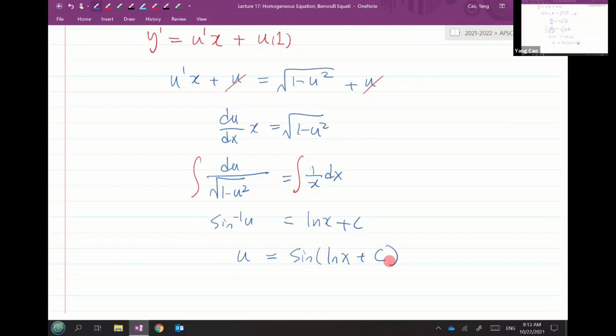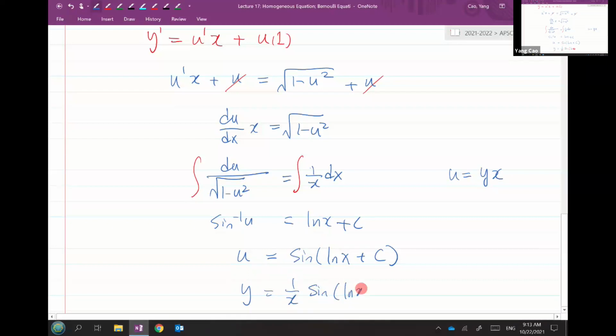And that's not the end of it. Your objective is to solve for y, right? So remember what u is. u equal to y over x. So now I can substitute the u back with y over x and solve for y. So y equal to 1 over x times sine of ln x plus c. That's the final result of this differential equation. If you have an initial condition given, then you can substitute and solve for constant c, but otherwise, you can just leave it as it is.